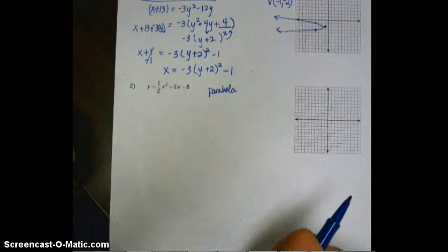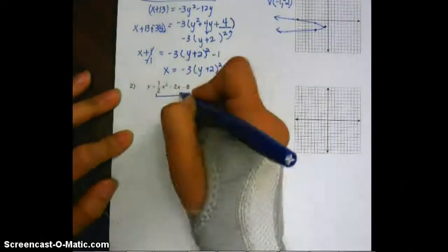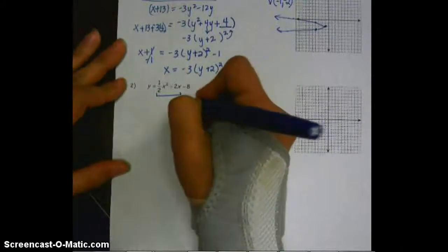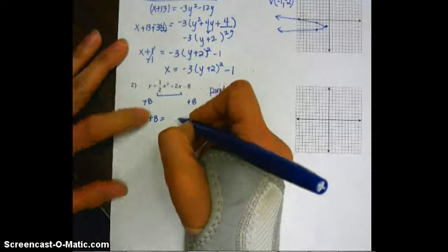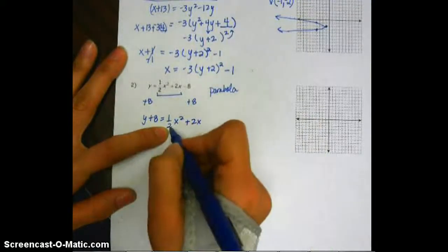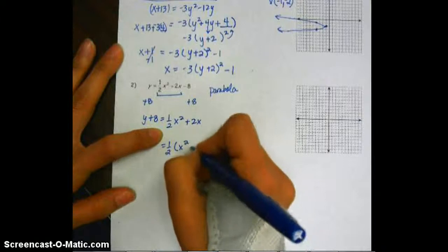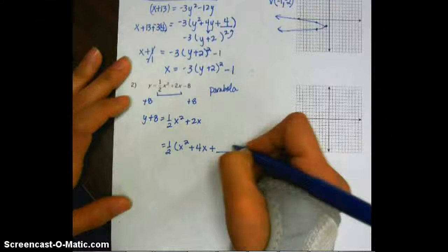All right, so now what we're going to do is a similar method as before. We're trying to isolate the part that needs to turn into a perfect square trinomial. So that means I have to move the negative 8, so we're going to add 8. So y plus 8 equals 1/2 x squared plus 2x. Then we're going to take out the greatest common factor, which is a half. So 1/2 is going to be factored out, and there are x squared plus 4x inside. And then I'm going to leave a blank so that I can complete the square on this side.